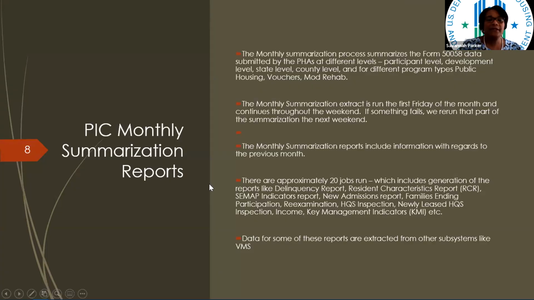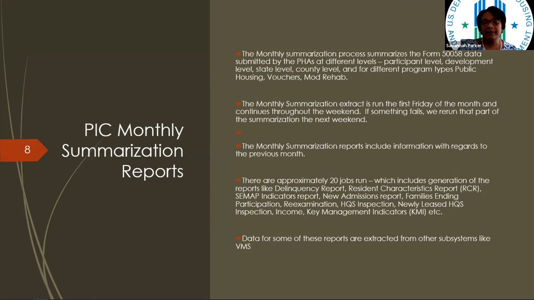All right. The PIC monthly summarization reports. These are the reports that are updated monthly from our Washington office. And these reports you really should be looking at every month, because this will give you a lot of information about your tenants, the ones that are due for reexaminations, if you've got delinquent 50058s.